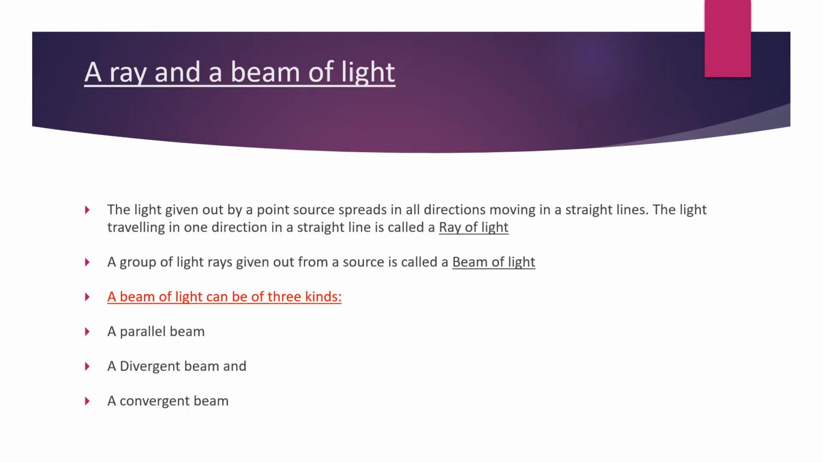A ray and a beam of light. The light given out by a point source spreads in all directions, moving in straight lines. The light traveling in one direction in a straight line is called a ray of light. A group of rays given out from a source is called a beam of light. A beam of light can be of three kinds: a parallel beam, a divergent beam, and a convergent beam.